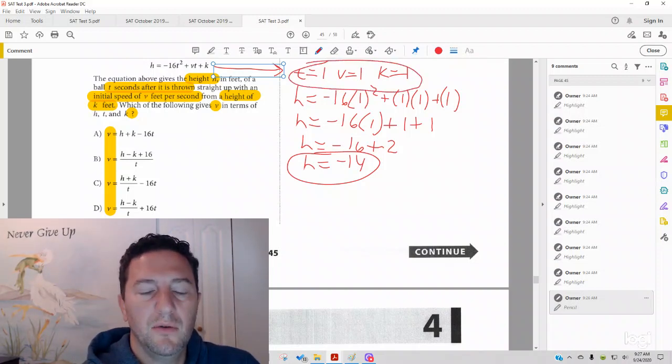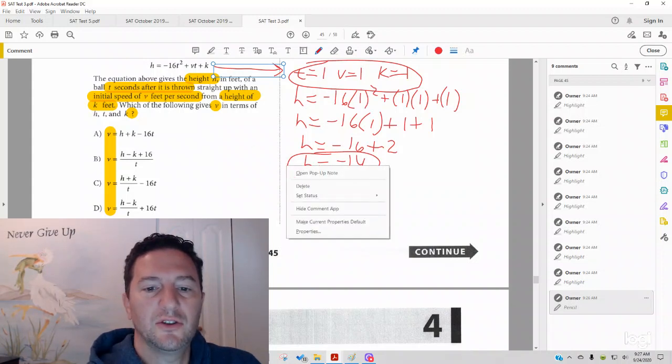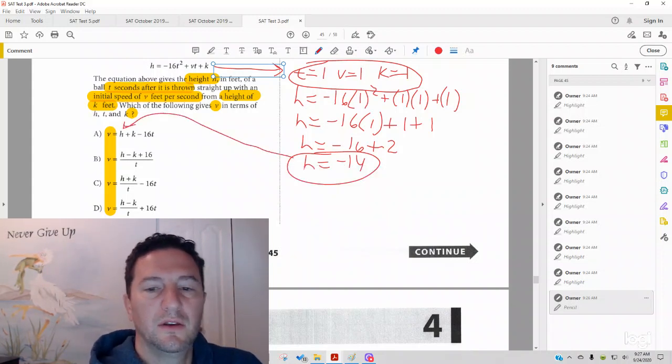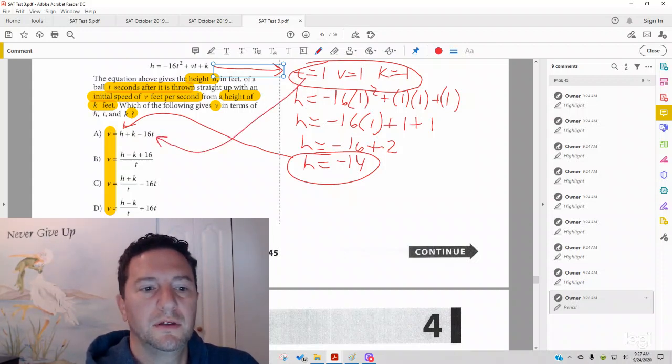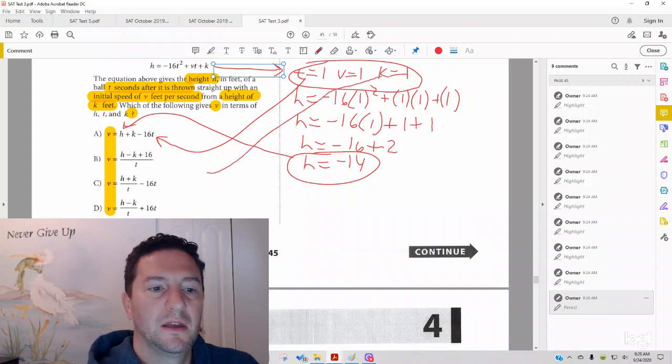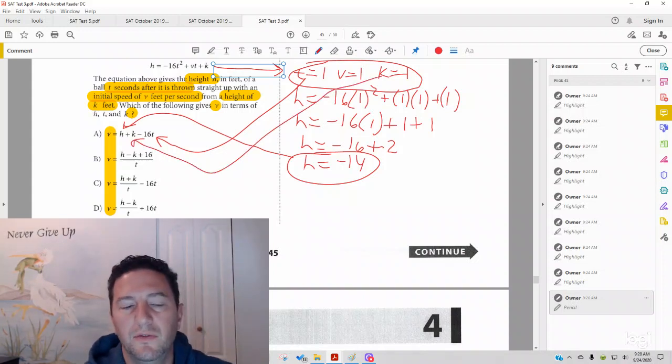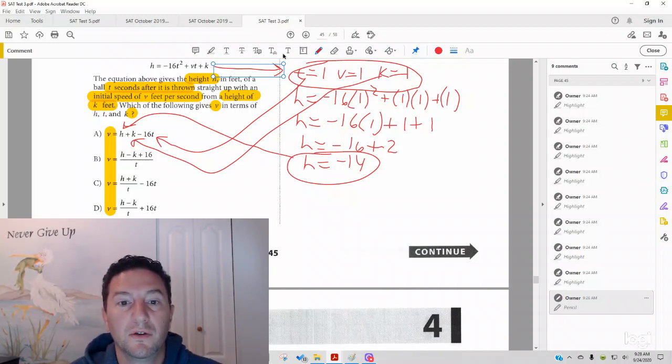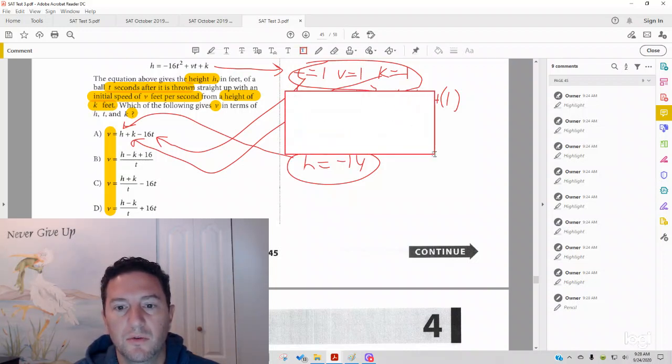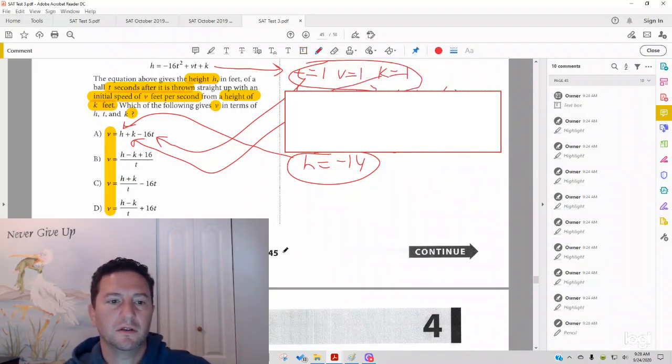Now when I go to my answer choices, in place of h, I'm going to put negative 14. In place of t, I'm going to put 1. And in place of k, I'm going to put 1. And I'm going to see what winds up giving me 1 as v. So for now, I'm just going to get rid of this stuff. I don't want to get rid of all of it though. So I'm just going to wipe out this right here. We don't need that. So we have just a little bit more room to work.